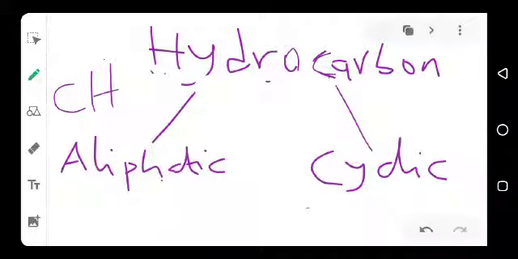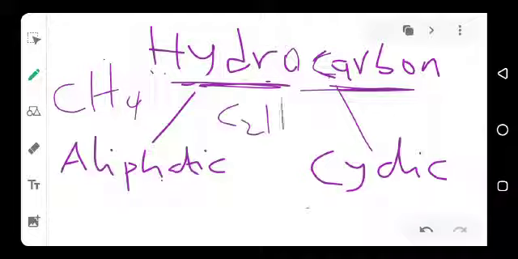Just like the name suggests, hydrocarbon, this is for hydrogen and this is for carbon. So a hydrocarbon consists of carbon and hydrogen only. Something like CH4, something like C2H6. There's only hydrogen atoms and carbon atoms here. So because of that, these two compounds are hydrocarbons.